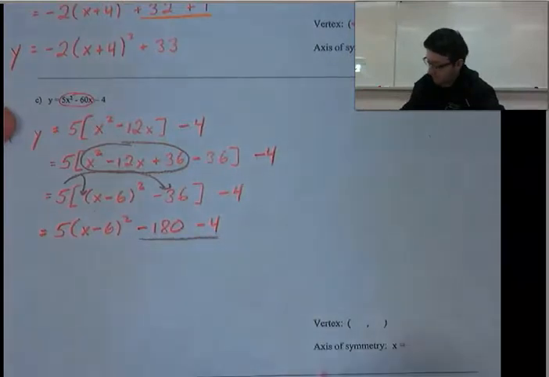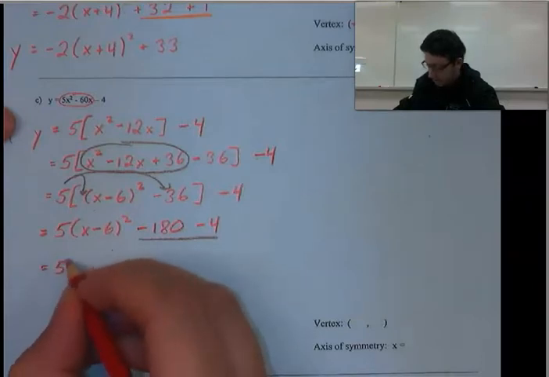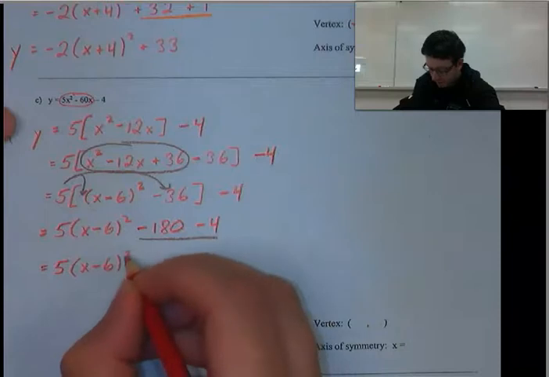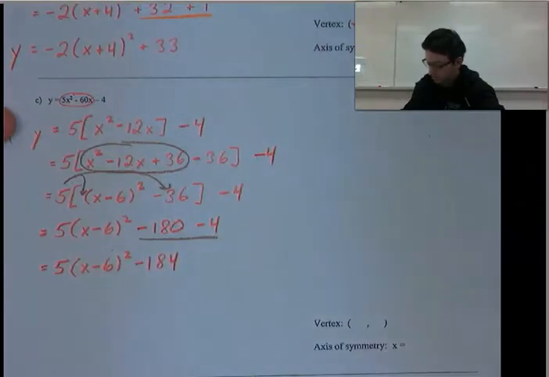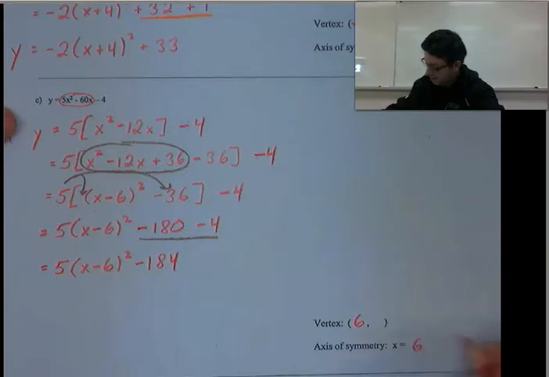These are your like terms, so your two constants, and we're left with our vertex form of 5 times x minus 6 squared minus 184. And from that, we can pick out the x-coordinate of the vertex, which is the axis of symmetry, and the y-coordinate. All right.